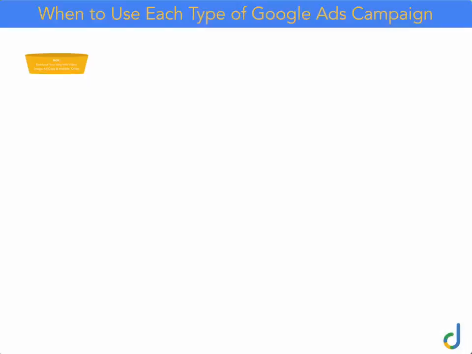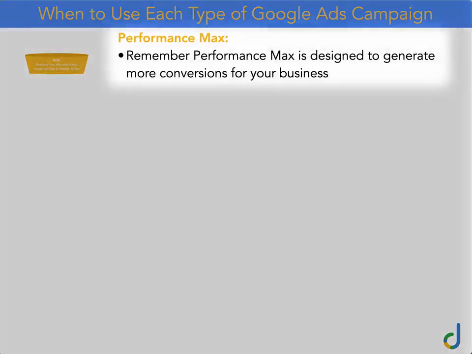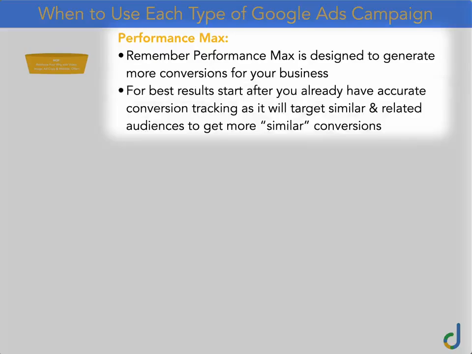All right, let's move up to middle of the funnel campaigns. As we mentioned before, that would be your Performance Max. Once again, remember Performance Max is designed to generate more conversions for your business. So for best results, start these after you already have accurate conversion tracking, because it'll target similar and related audiences to get more similar conversions.